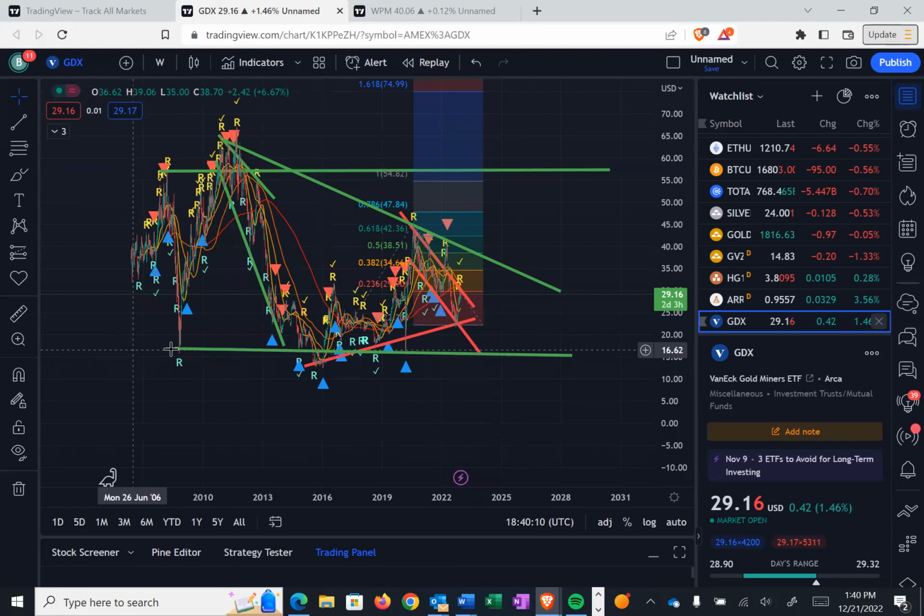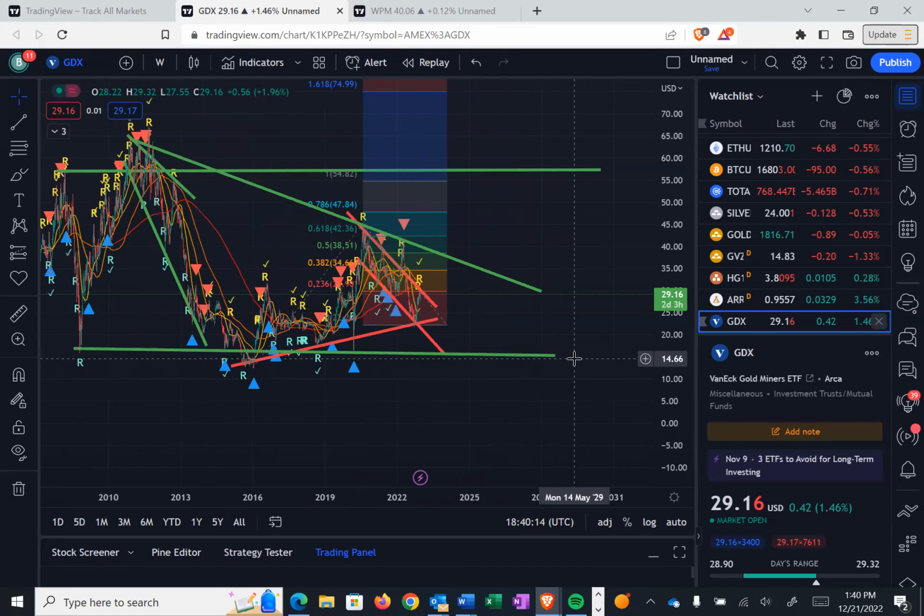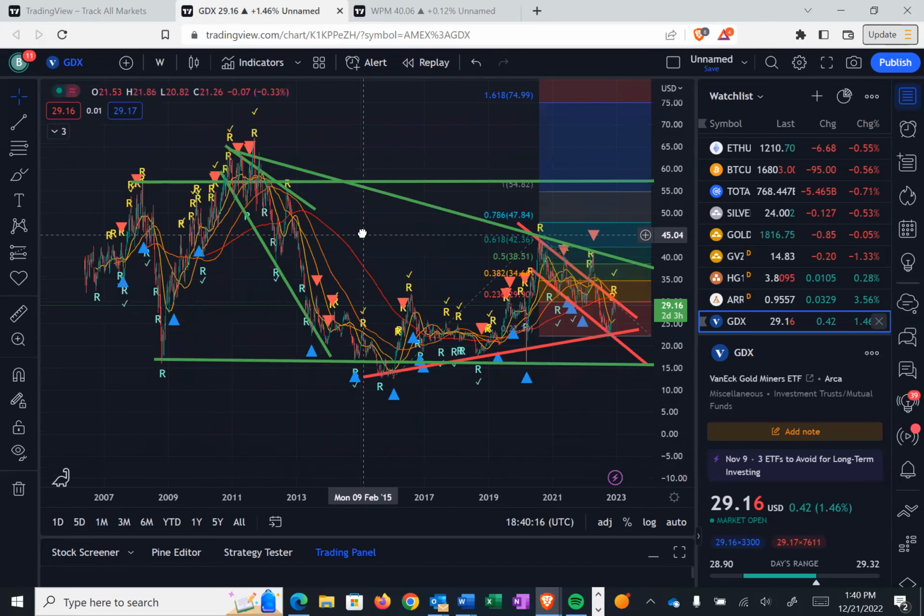We've seen that be like the last resort resistance multiple times. And so we could see it again. Nothing is out of the question.